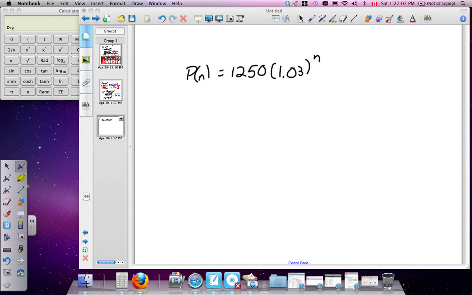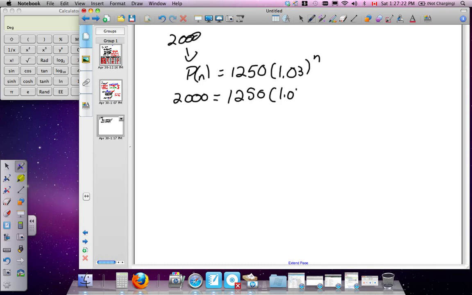So, last question says population is 2,000 people. How long is it going to take? Yeah. So you're right. You substitute 2,000 in for P at n. So this equation now says 2,000 is equal to 1,250 times 1.03 to the n. Think of this when you're solving for a variable as reverse BEDMAS.